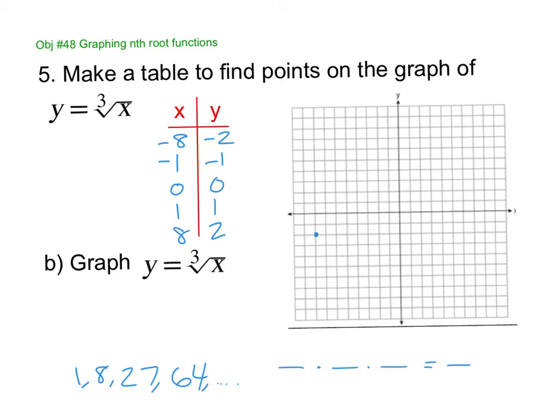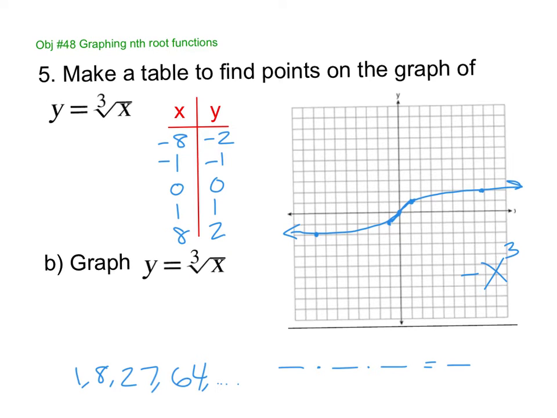So I got negative 8, negative 2, negative 1, negative 1, 0, 0, 1, and then 8, 2. So look at what this guy looks like. What does that remind you of? All right, if you're watching this on your phone or something, try turning it. It might flip, or turn your head. This actually looks like a negative x cubed if you turn your head, right? This is that inflection point that we talked about when we're graphing polynomials.